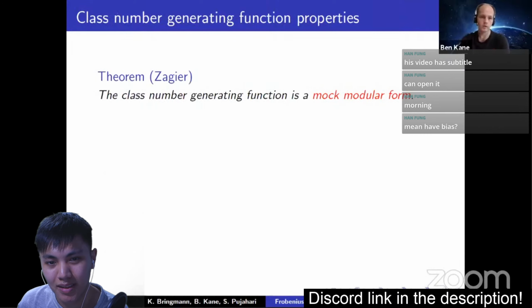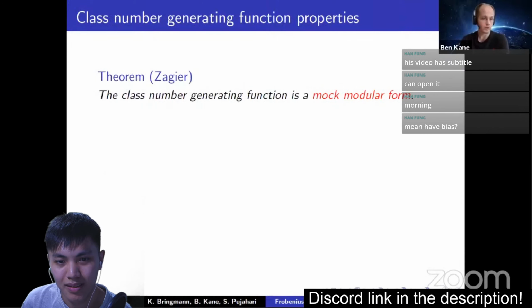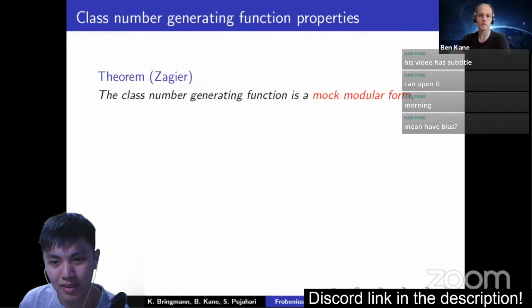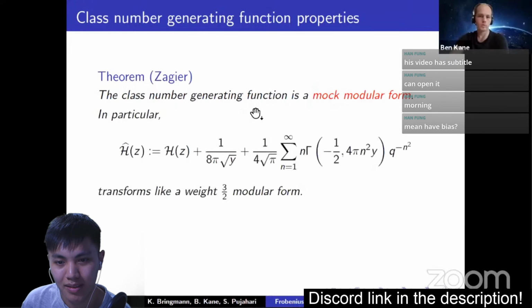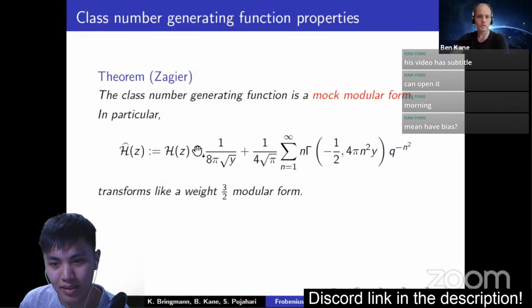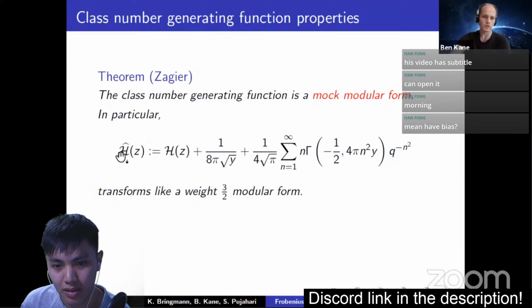Now Zagier looked at the class number generating function, these Hurwitz class numbers, looked at the generating function, and found that it's almost a modular form as well. And in what way is it almost a modular form? Well, we have to add this non-holomorphic piece, which many years later was proven to be part of a sort of family of objects called harmonic Maass forms. So this H hat is what's called a harmonic Maass form.